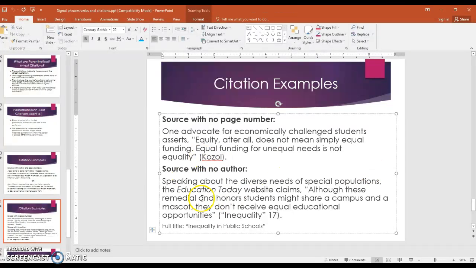All right, on the next example, I have a source that doesn't have an author. So I am going to use an abbreviated version of the title. You don't want to put the full title. The source is Inequality in Public Schools. That is too long to put in a parenthetical citation, so I am only going to choose the first word, inequality. I'm going to keep my quotation marks, and then I put the page number. That way, when my reader is reading my paper and sees inequality, the reader can go to the works cited page and look for an entry that begins with the word inequality. All of these should always match whatever's on the works cited page.